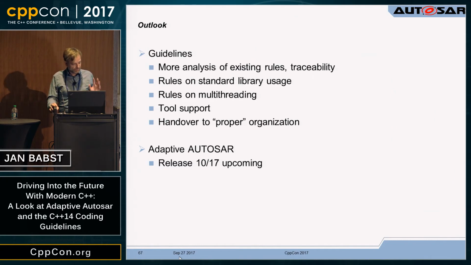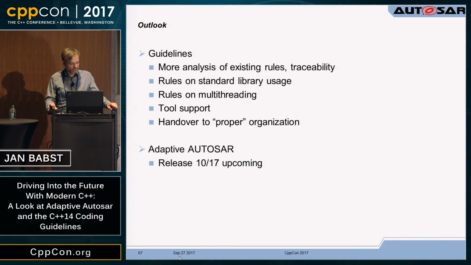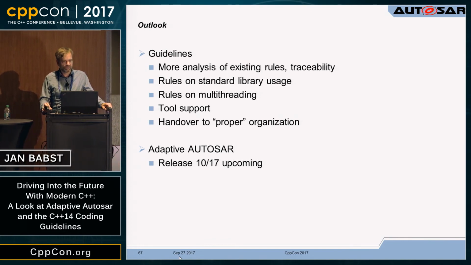There is a release of Autosar, adaptive Autosar, coming up this fall. It says 10/17. That will be October. Don't hold me to the date. This will include more APIs and more enhanced reference implementation for the APIs, and also will include an updated version of the guidelines.